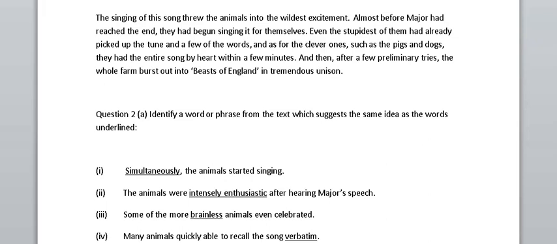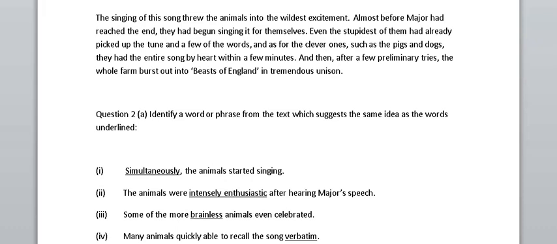So, the singing of this song threw the animals into the wildest excitement. Almost before Major had reached the end, they had begun singing it for themselves. Even the stupidest of them had already picked up the tune and a few of the words, and as for the clever ones, such as the pigs and the dogs, they had the entire song by heart within a few minutes. And then, after a few preliminary tries, the whole farm burst out into Beasts of England in tremendous unison.